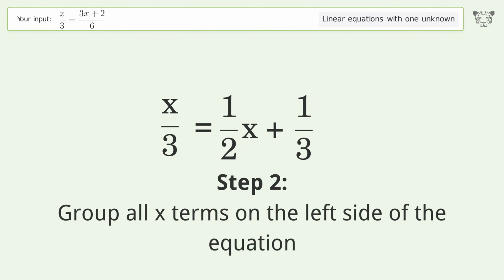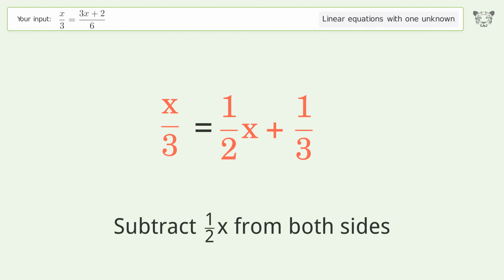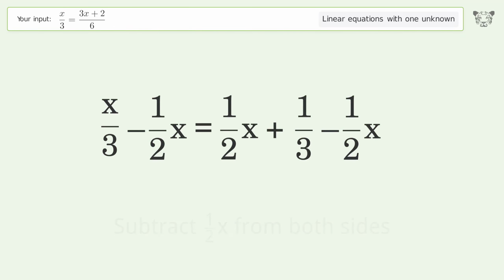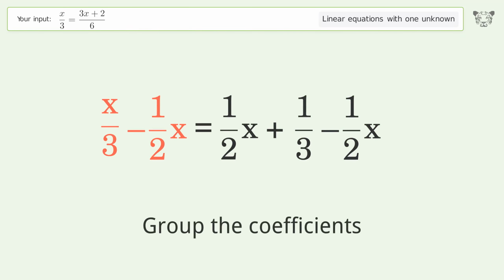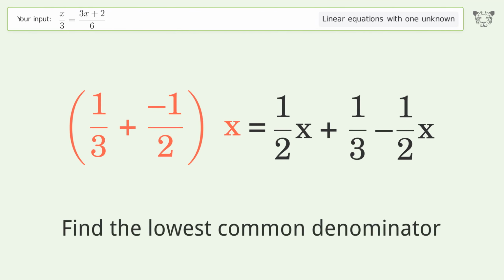Group all x terms on the left side of the equation. Subtract 1 over 2x from both sides. Group the coefficients. Find the lowest common denominator.